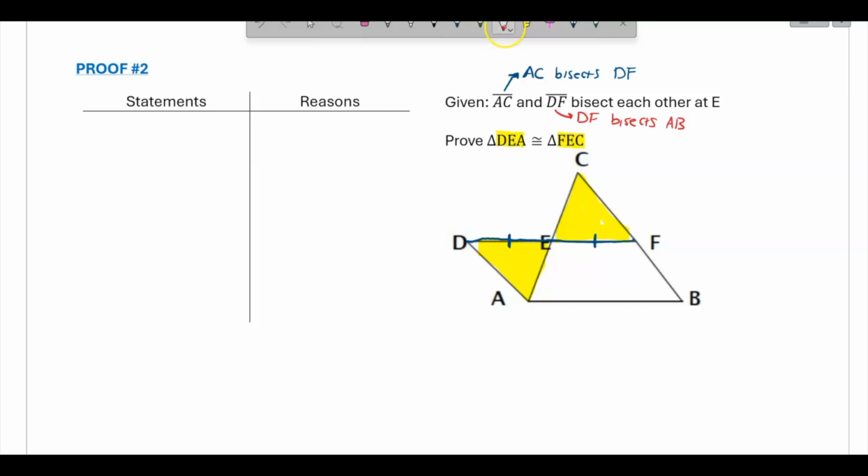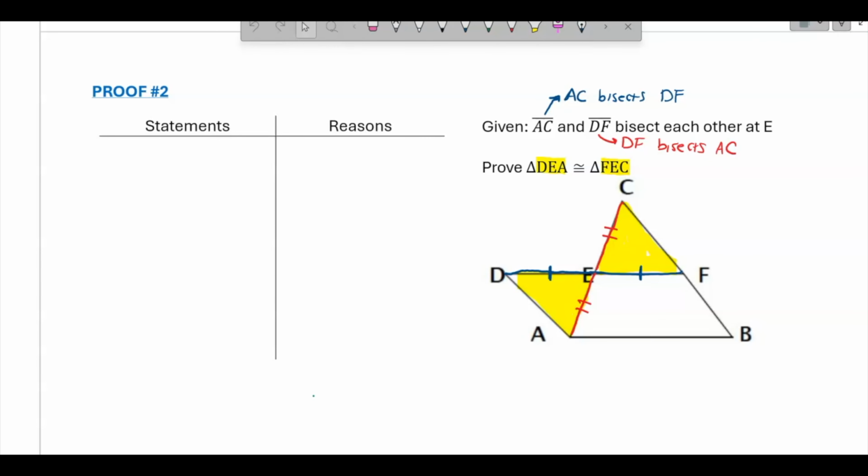And then the second bisector statement, DF bisecting AB, is, oops, I'm sorry, DF bisects AC, I'm sorry, typo there. AC, that's why that didn't make sense. That means that AE and EC are going to be the same.